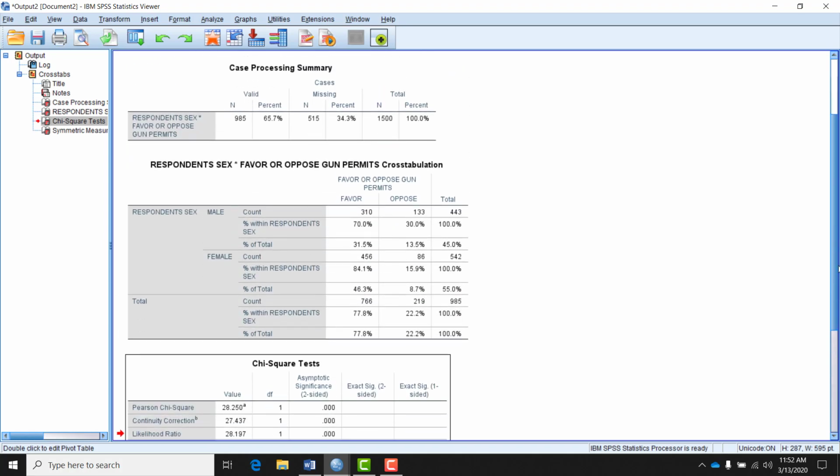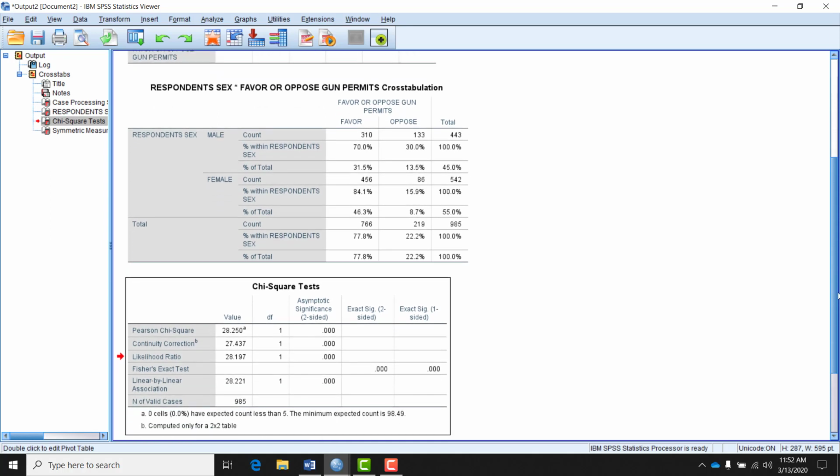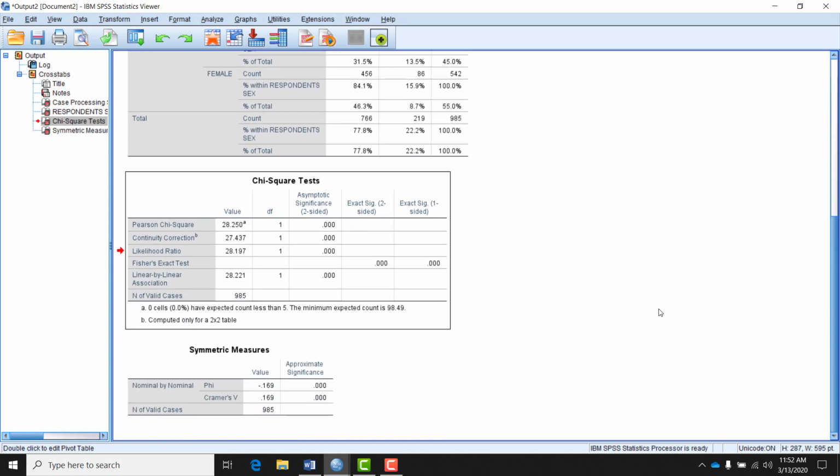To recap, we get our N of 985. That's an important number. I don't even know if I put it on a list before, but it is an important number. And we see here that 70% of men favor gun permits, whereas 84.1% of women favor gun permits. Other things you could take from this table, you can look at total if you want. Total, 78% of people favor gun permits versus 22% who oppose. Interesting, I guess. Let's see here. Your chi-square says it's significant. Not terribly strong, but it is significant.